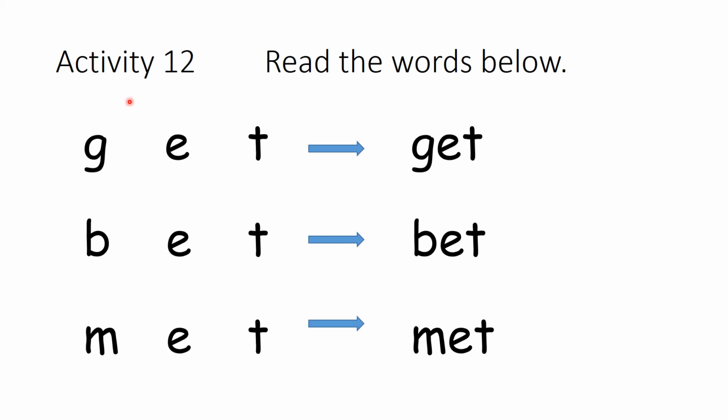Okay, let's do this activity. Read the words below. Let's sound it first. Follow this pointer. Begin. G, e, t. Get. Again. G, e, t. Get. Next. B, e, t. Bet. Again. B, e, t. Bet. Next, m, e, t, met. Again, m, e, t, met. Okay, it's your turn now. Sound it first. Begin.